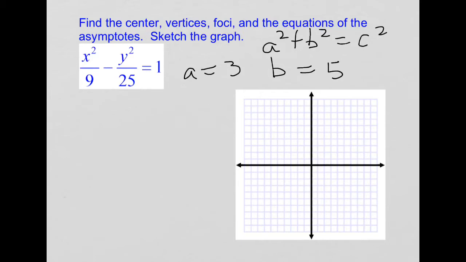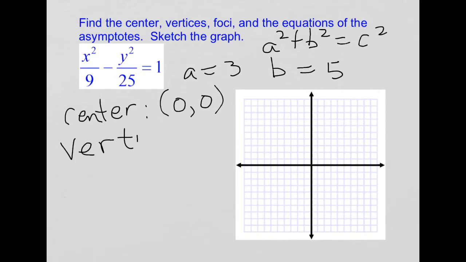Because there is no h and k, we know the center is at 0, 0. Since we also know that it's horizontal, we know the vertices are going to change by a, and that's the x that's going to change by a. So the vertices are plus or minus 3, 0.